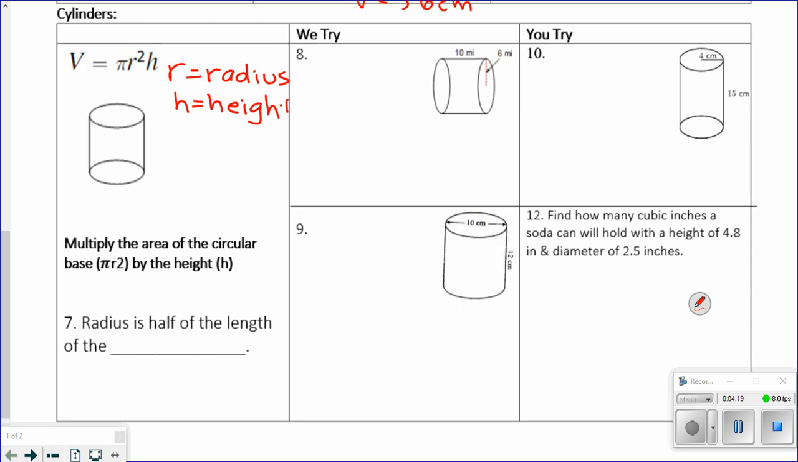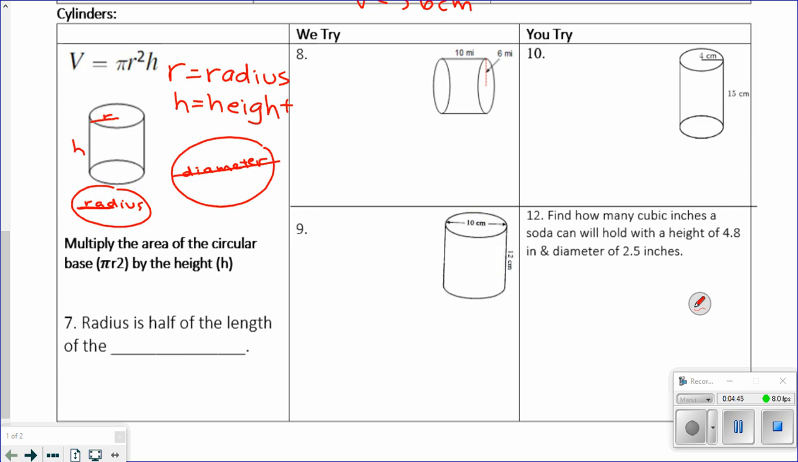So as a reminder, on this circle, there's a radius and a diameter. Okay? So my diameter goes all the way across. And you probably want to write that on yours. The diameter goes all the way across. The radius just goes halfway across. So this would be like my radius, and then my height would just be how tall it is.